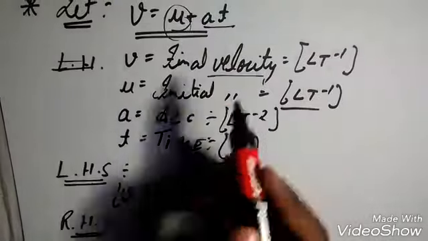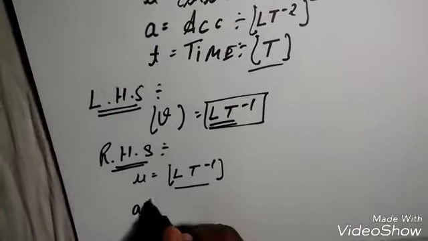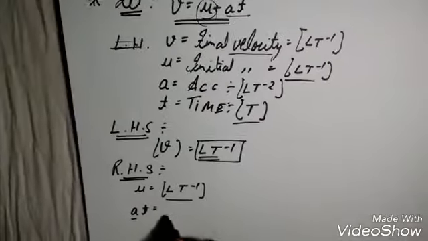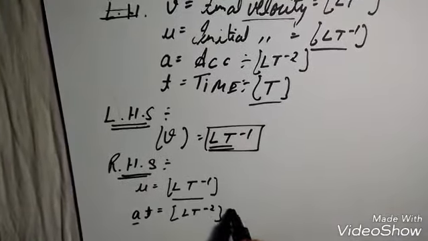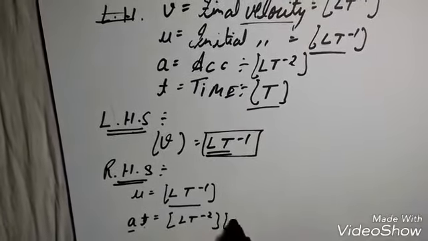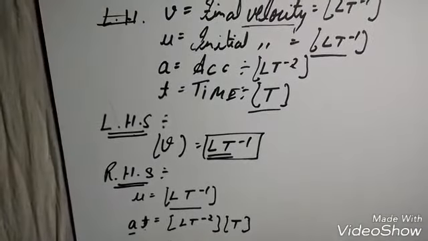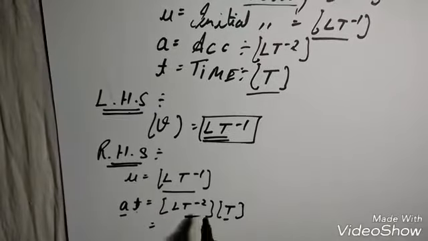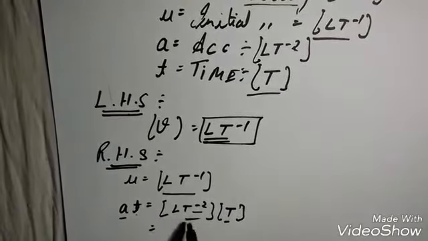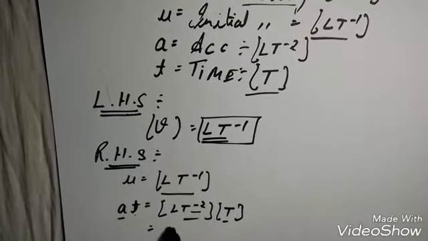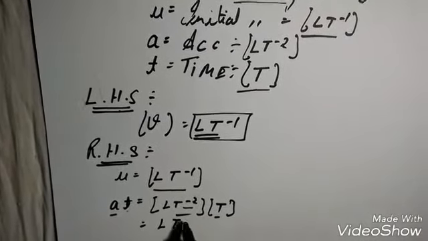Second variable is AT. A, acceleration, has a dimension formula of LT^-2, multiplied by small t, which has a dimension formula of capital T. When these two are multiplied together, one has a power of minus 2 and the other a power of plus 1. Adding these powers results in a final expression of LT^-1.